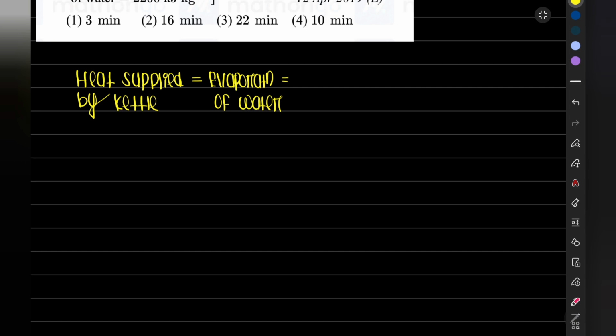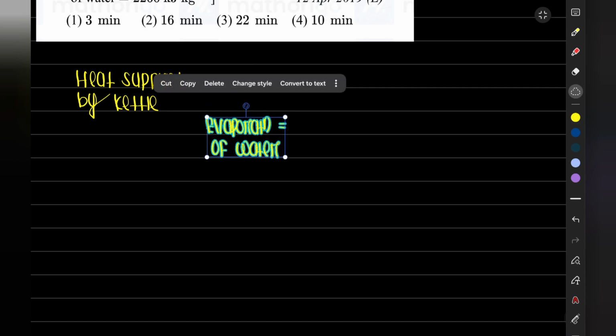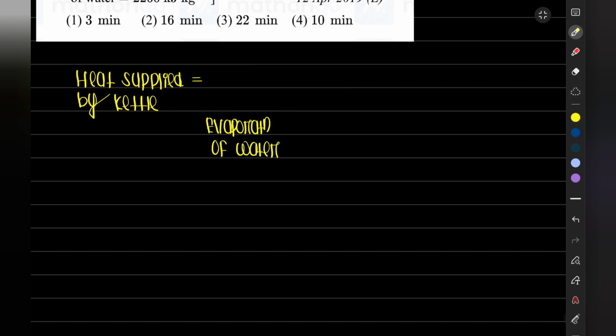So we can write it in this way also. Basically we will write heat required for the evaporation of water. This is the key concept which we are going to use here.